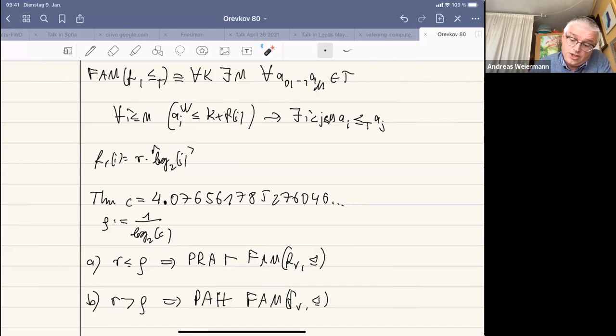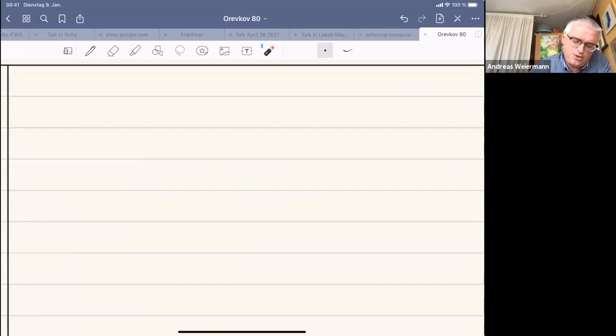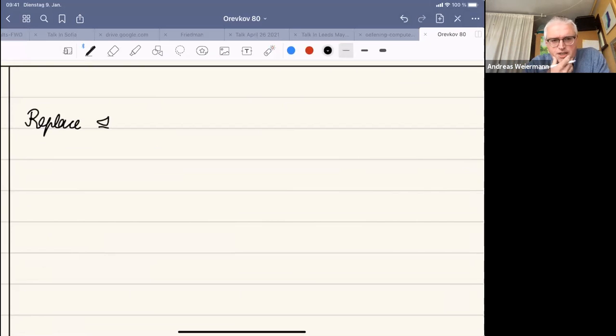But as we have heard, Harvey Friedman has challenged me to try to replace this relation here. Namely, since it's inductively defined, it might be better to replace it directly by the less than or equal to relation. And the question is whether I can do so.